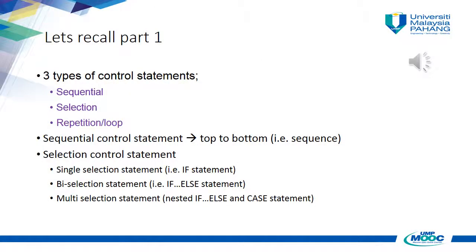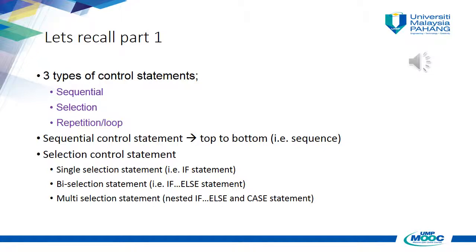Before continuing with part 2 of control statements, let's recall the content covered in part 1. Basically, in part 1, we discussed the 3 types of control statements, which include 1. Sequential, 2. Selection, and 3. Repetition or loops. However, we only managed to cover until selection. Hopefully you still remember these control statements.